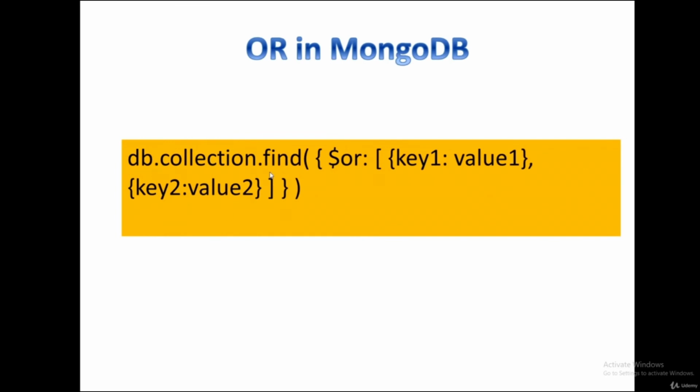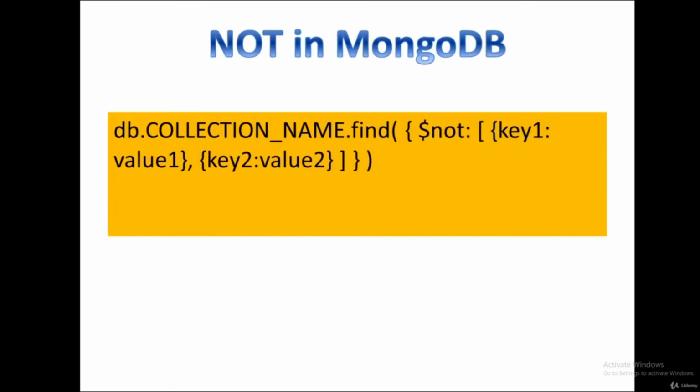Another operator that you may use for conditional retrieval is the logical OR operator. Syntax is db.collection.find query operator $or colon, then in a bracket you can specify the key value pairs. So it will give all documents where either of these conditions is true, that is either of the key value pairs matches.